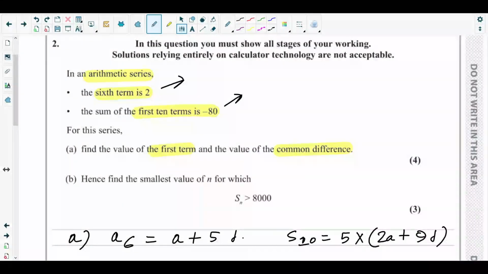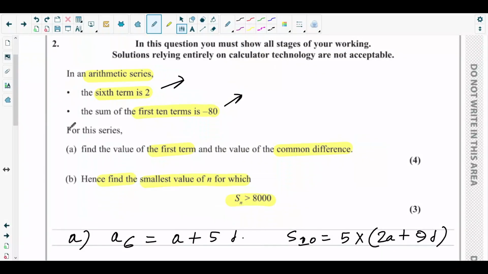Fine. Okay, next is part B. In part B, the question says, hence find the smallest value of n for which S of n is greater than 8000. That is, the sum of the first n terms of the arithmetic series is greater than 8000.